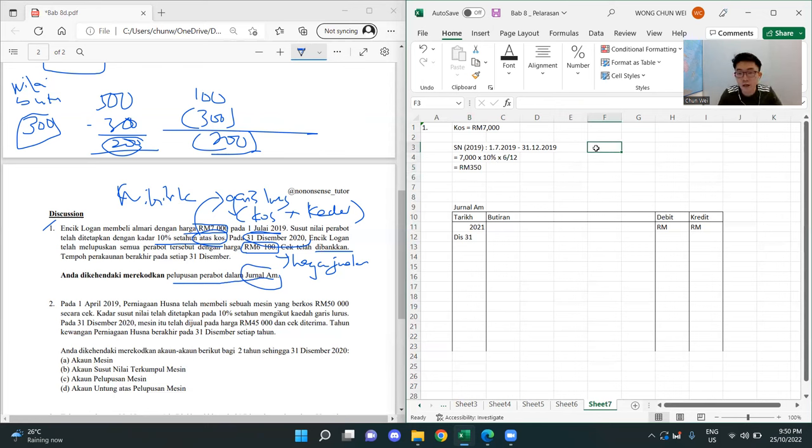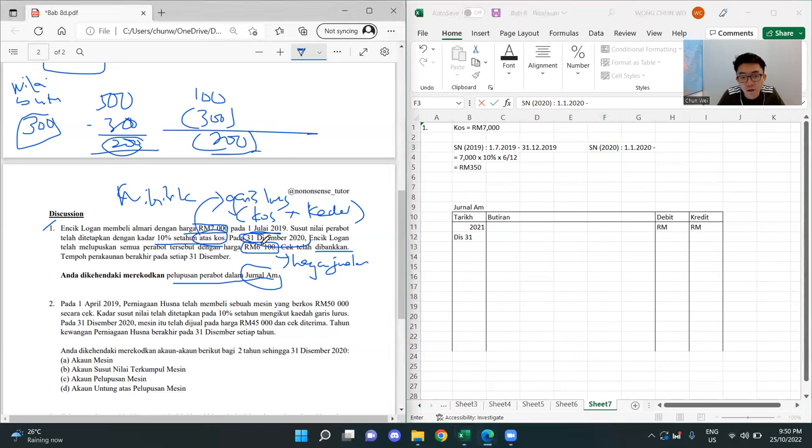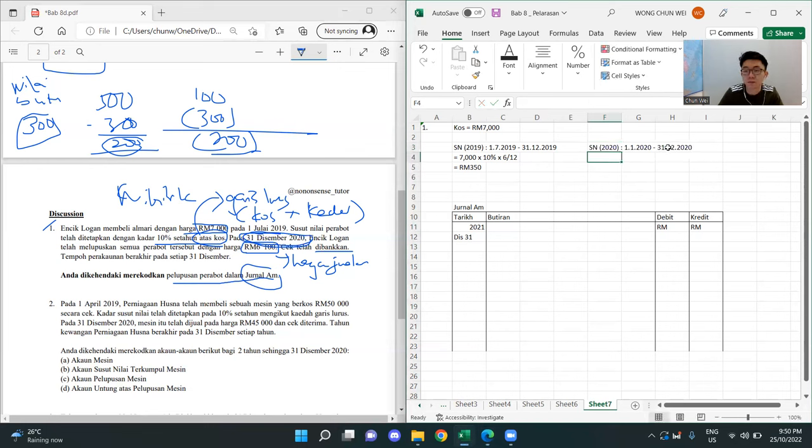Okay, what about susut nilai for 2020? Okay, so definitely after 31st December 2019, you can start from 1st January 2020. And we're going to use it until when? When do we sell? We sell on 31st December 2020. So sampai 31st December 2020. Alright. So you get 7,000, you expect the cost times 10%. And how long? From 1st January 2020 sampai 31st December 2020 is one full year. When it's one full year, don't need to do a portion lah, right? So 7,000 times 10%, you get 700.